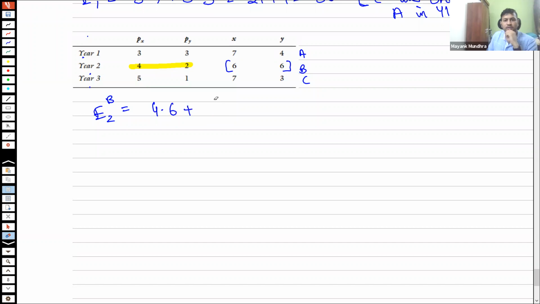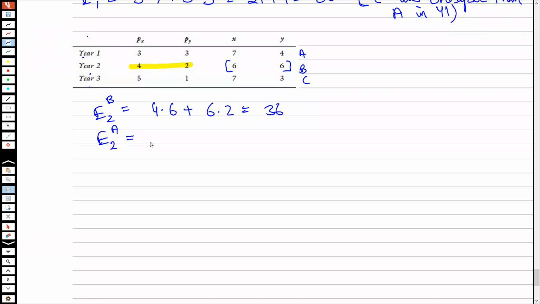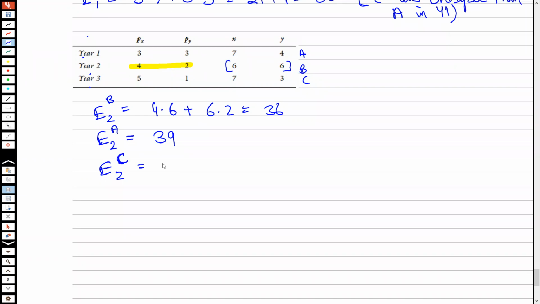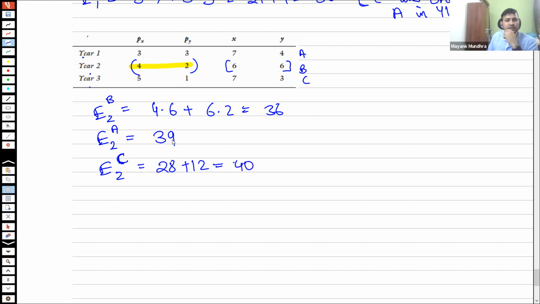6 into 4 plus 6 into 2. So that is equal to 36. So this is the expenditure term. Vijay, what is the expenditure in year two if he were to buy bundle A? 39. Okay. And Vinay, what is the expenditure in year two if he were to buy bundle C? 6 into 5 plus 6 into 1. No, wait. The prices are 4 into... Okay, then it's 28 plus 12, 40. So that is equal to 40. Okay, so we get no information from here.